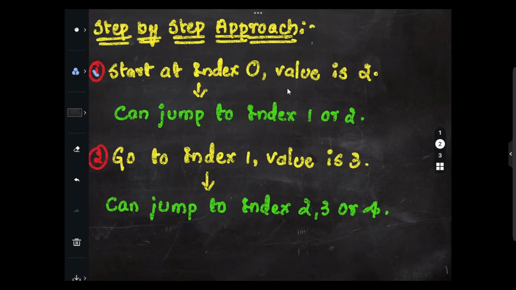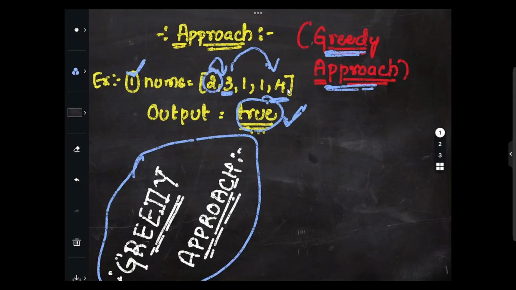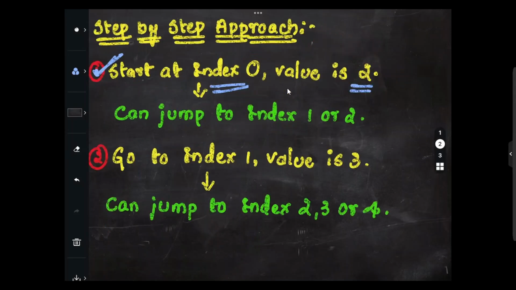Let's go with the step-by-step explanation. We will start at index 0. The value is basically 2 here in this case. From index 0 we can jump to index 1 or 2.